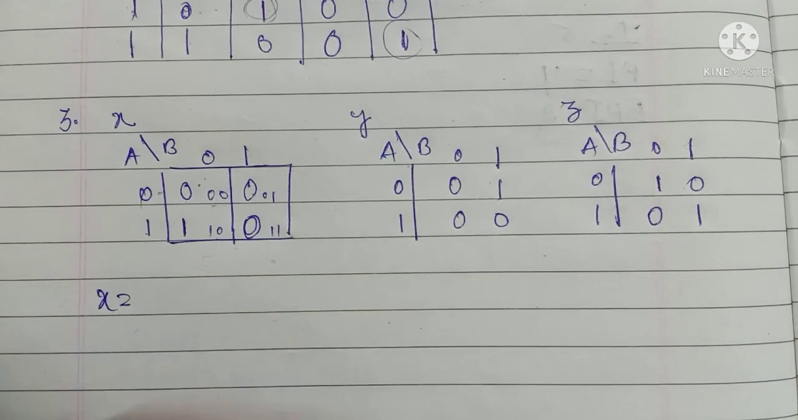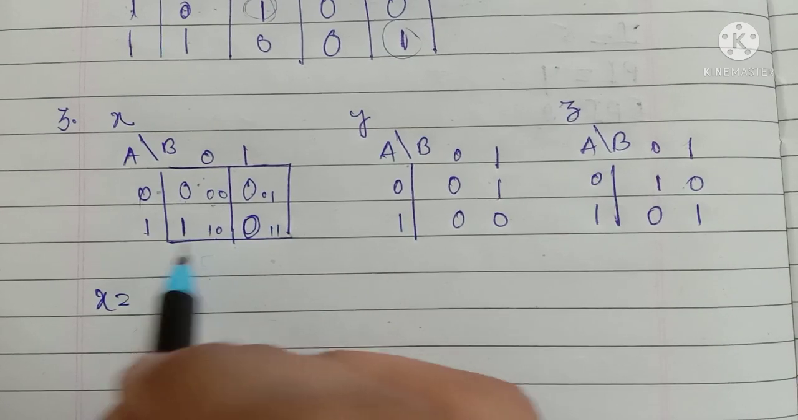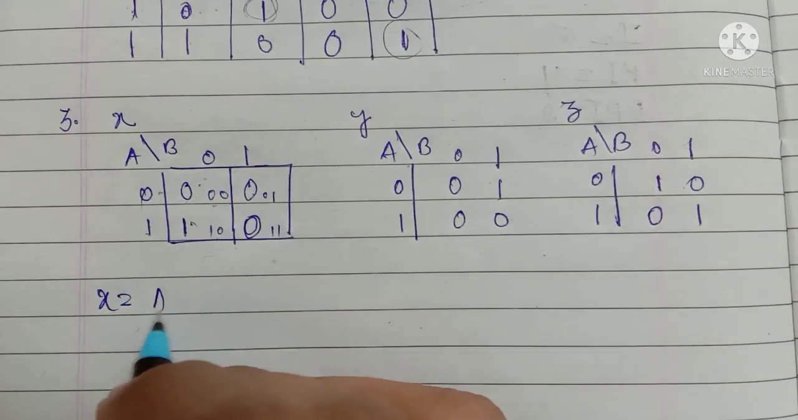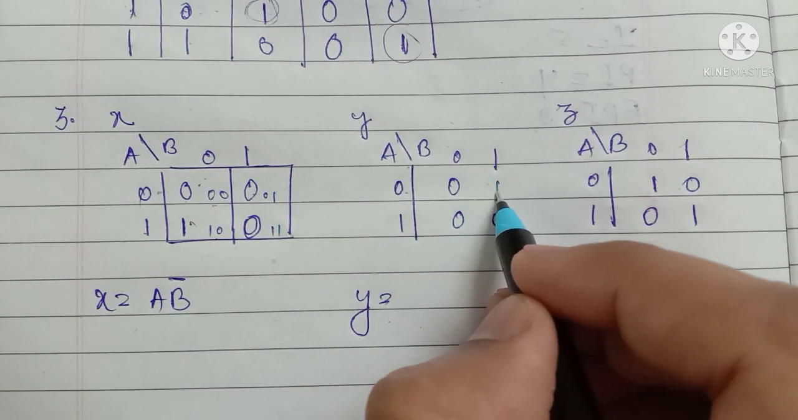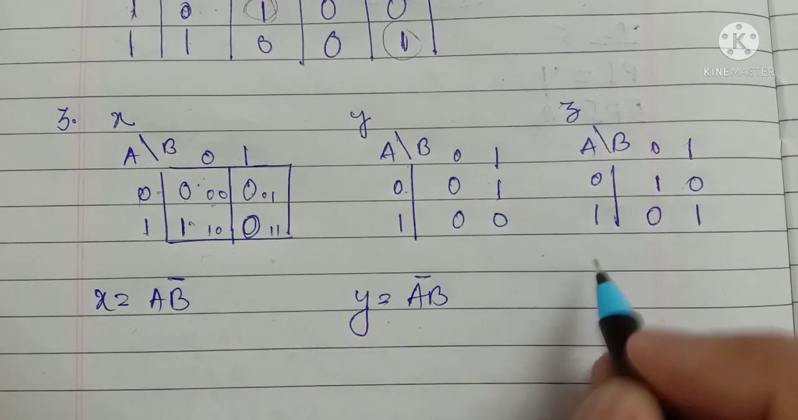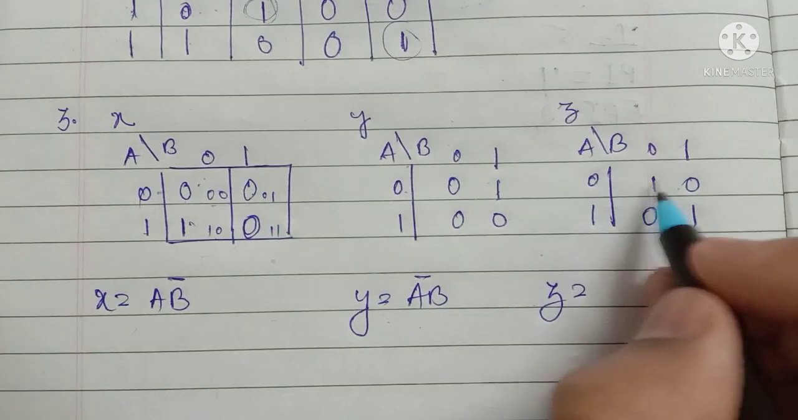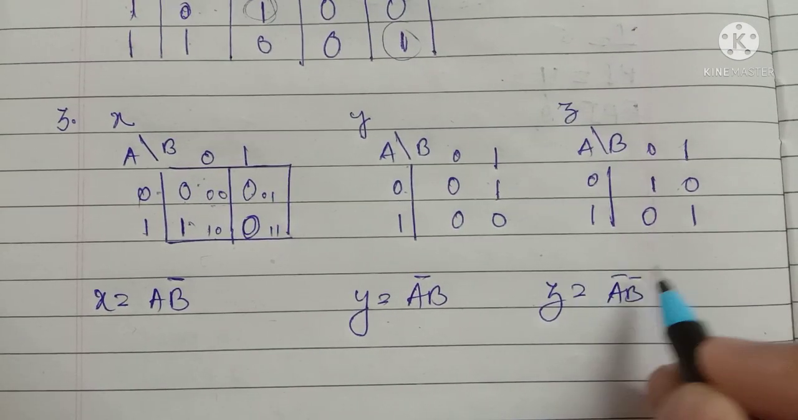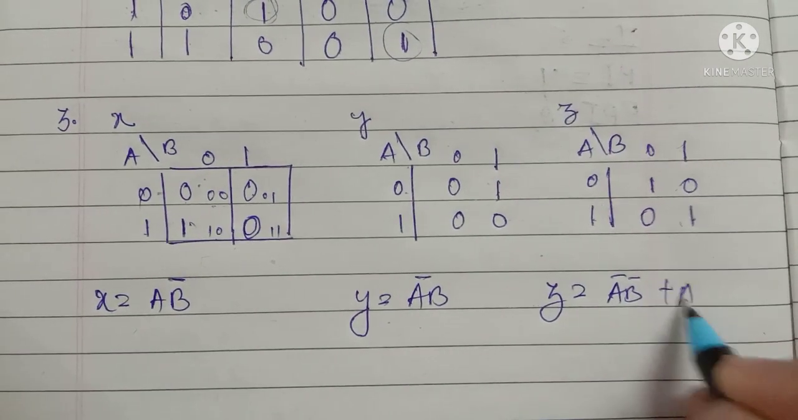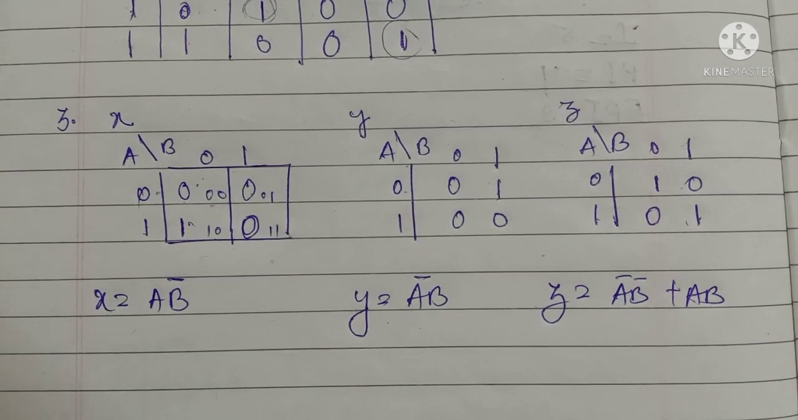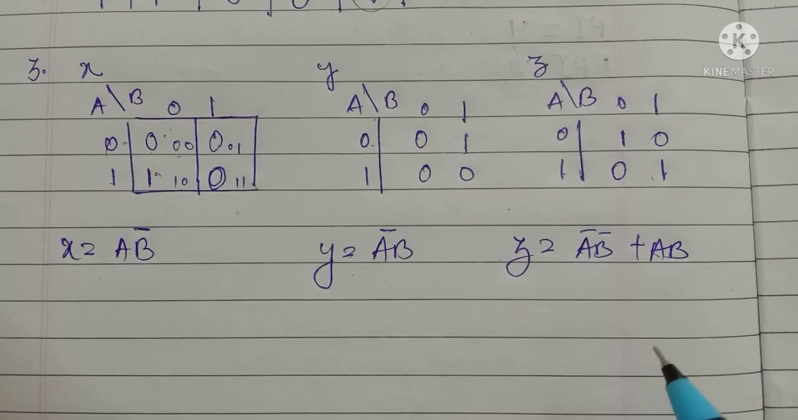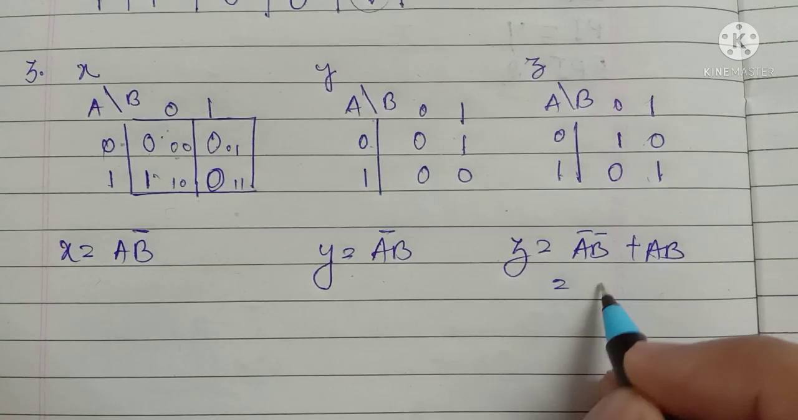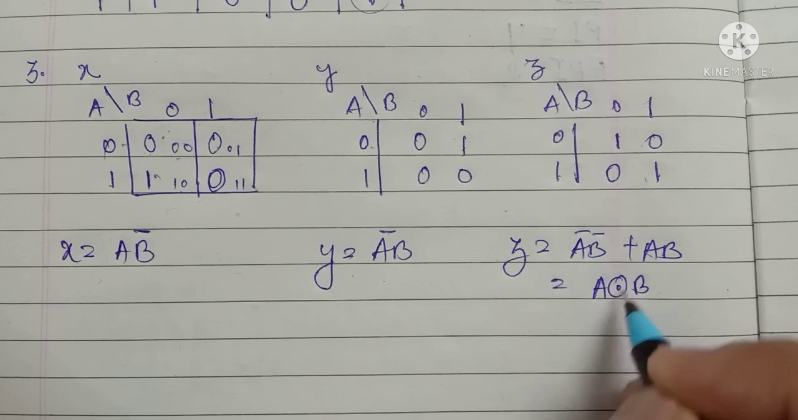So what will be the value of this? X is A and B bar, so A B bar. Y is A bar B. And Z is A bar B bar, and one is A and B. We already studied the K-map, so just watch my lecture video on K-map if you don't know it. This is the equation for X NOR.